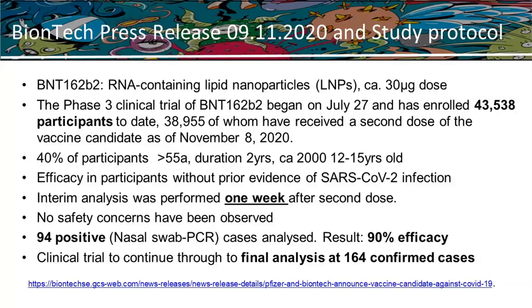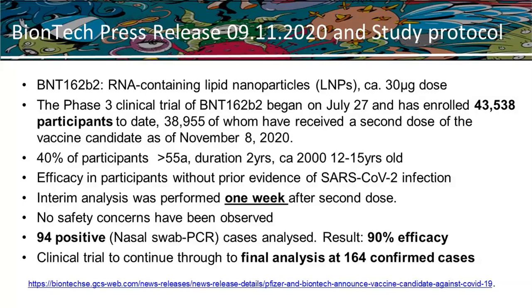But this is only one phase 3 study, and we have to wait and see how this vaccine will protect the vulnerable persons like immunosuppressed people, the elderly, very elderly people, because there's a 20 to 80% rule. If you are 20, you get 80% of immune response against the vaccine. With 80, you get only 20% of immune response.